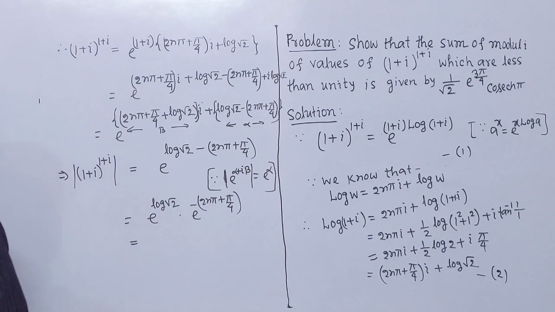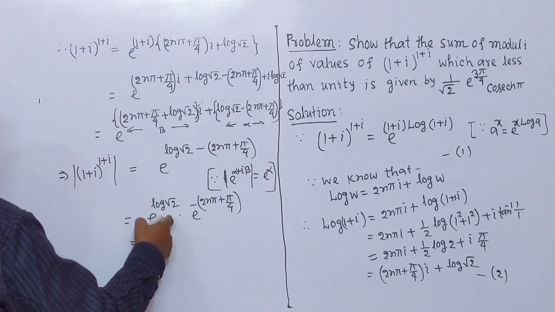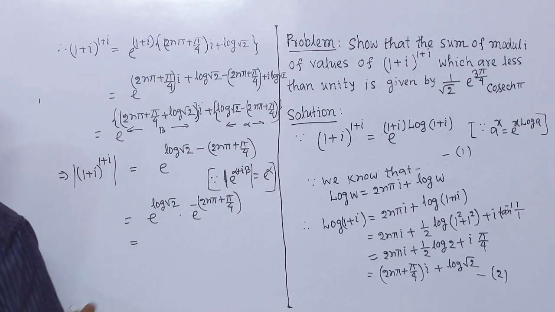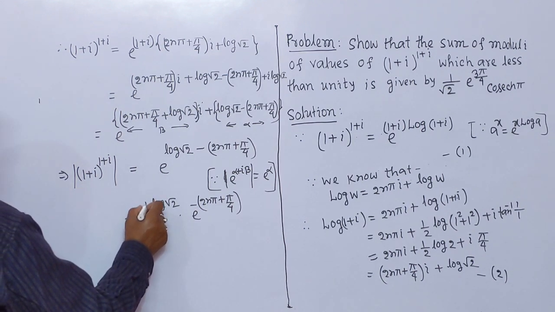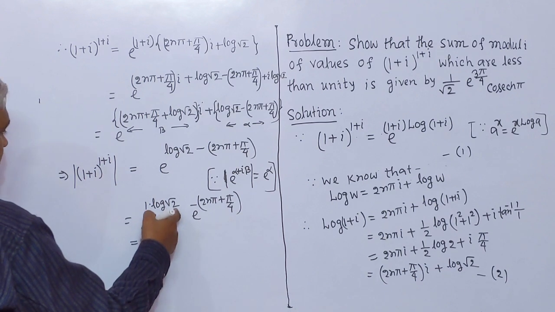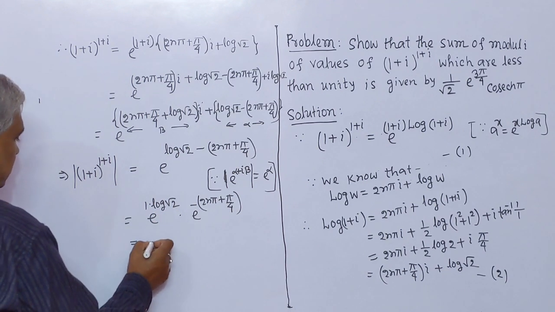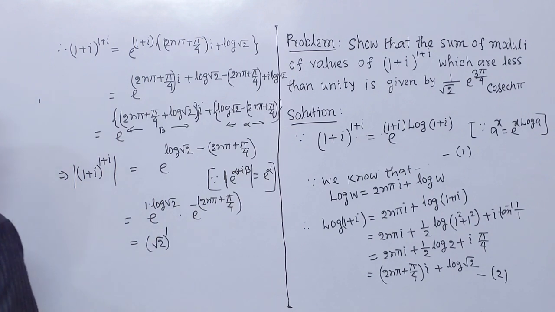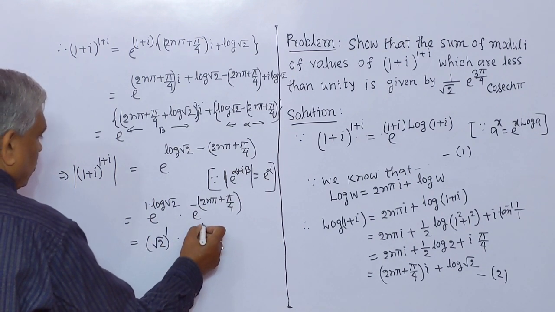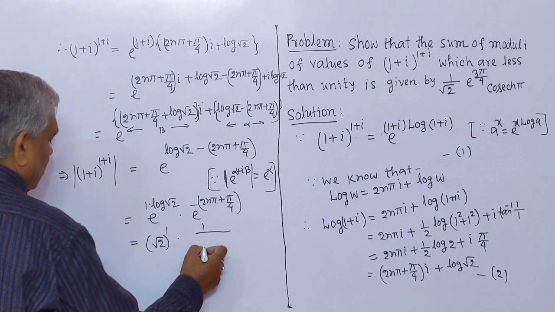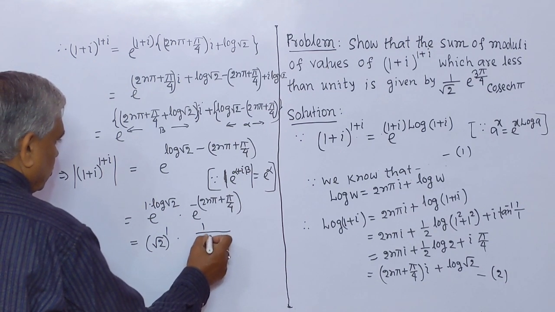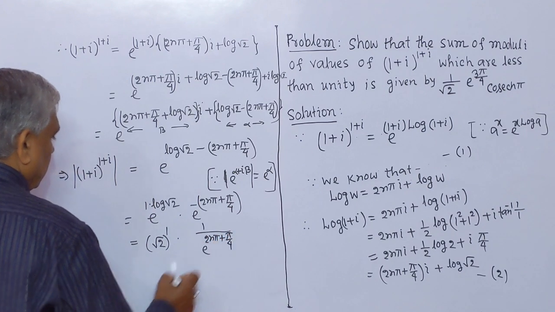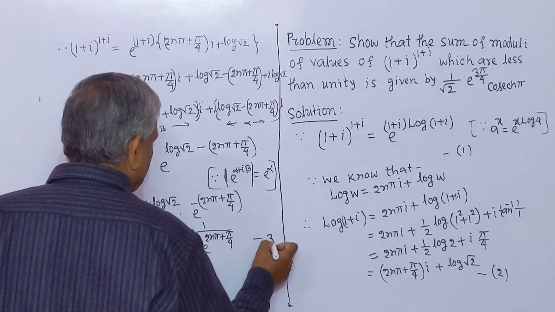This is e to the power x log a, which means a to the power x. Here e to the power 1 times log square root 2 equals square root 2 to the power 1, multiplied by 1 by e to the power (2n pi plus pi by 4). Let this be number 3.